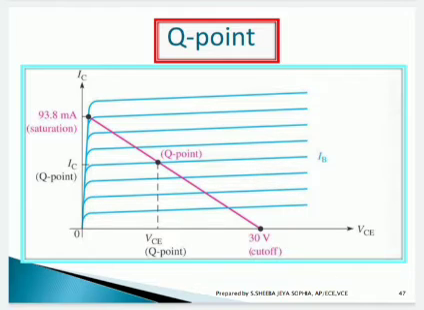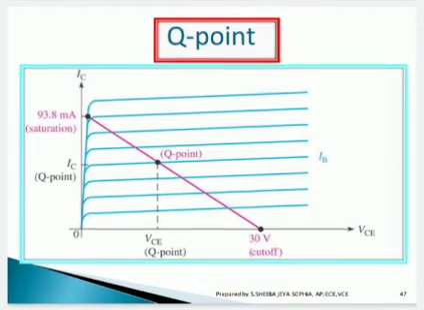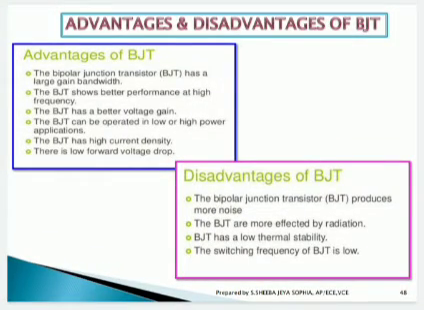So this is about the early effect and the Q point, the DC analysis of BJT topics which we have discussed. And moving to the advantages and disadvantages of BJT. In major, BJT has larger gain bandwidth, which shows better performance at high frequency, and has a better voltage gain. It can be operated in low or high power applications, and so it is applied in many real-time applications like switches and amplifiers, which we use in large amounts in communication applications.